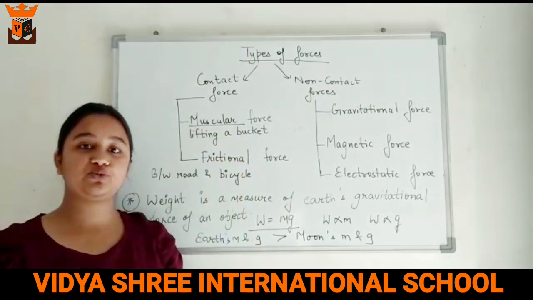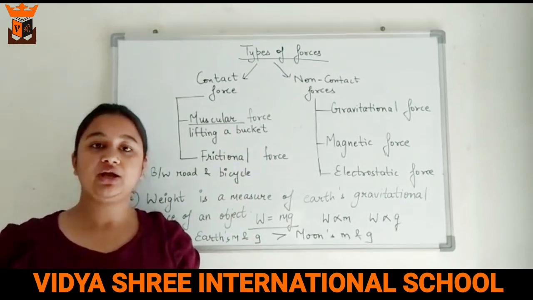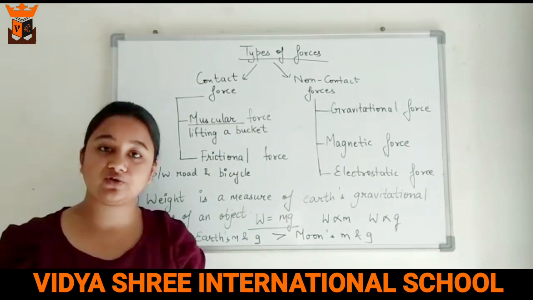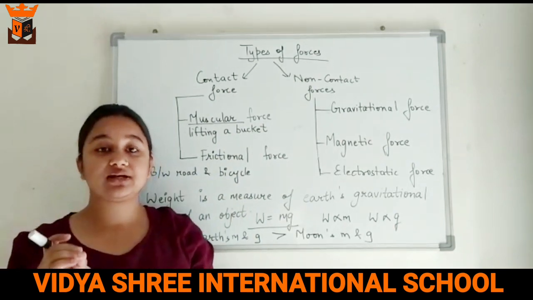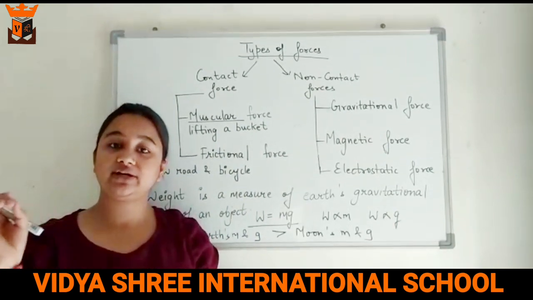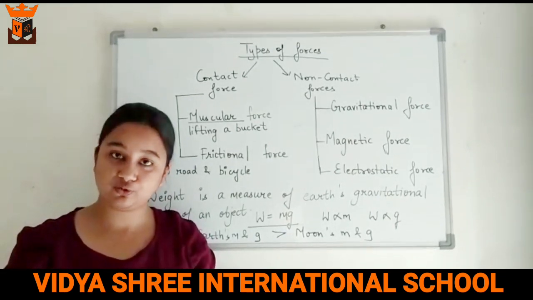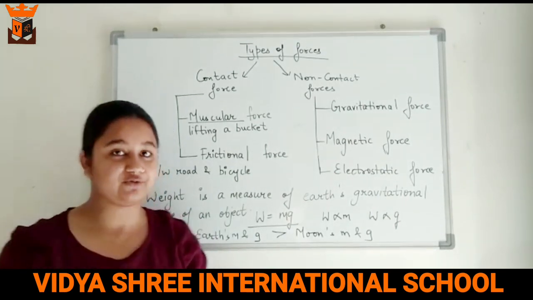One is a muscular force, second is a frictional force. Muscular force means whenever you are lifting a bucket, you are just pushing anything, you are applying the muscular force. You can only exert muscular force when you are just in touch with the object. If you are not, you can't apply the muscular force. So it is a contact force.